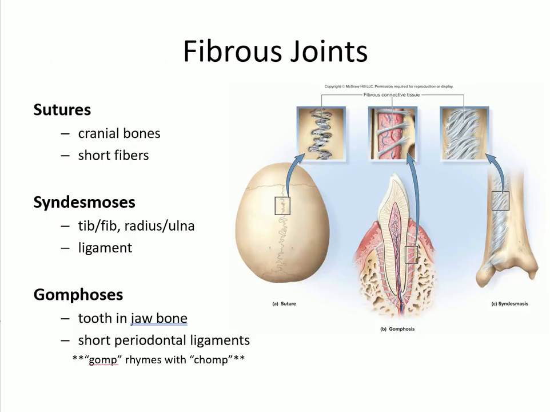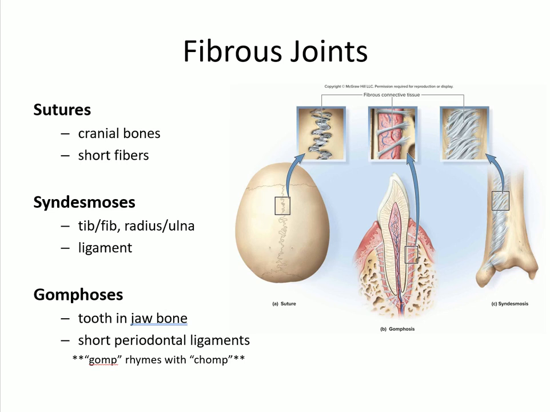Okay. So let's go back and talk about some fibrous joints. So fibrous joints. We have sutures, syndesmoses, and gomphoses. All right, so sutures and cranial bones are fibrous joints. They're short little fibers, as you can see in that image. So that's what makes up the sutures of our skull.